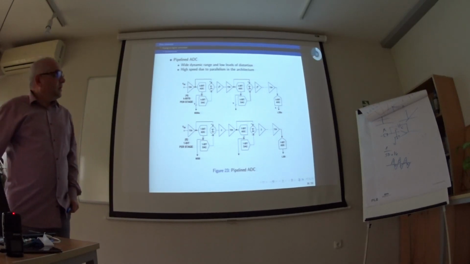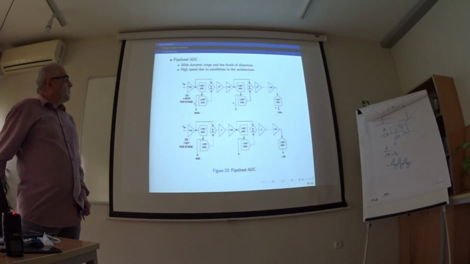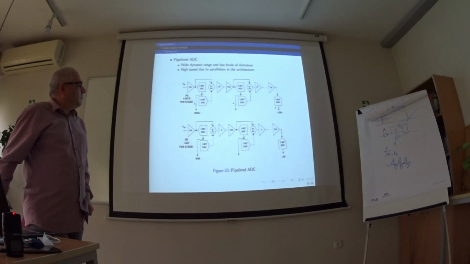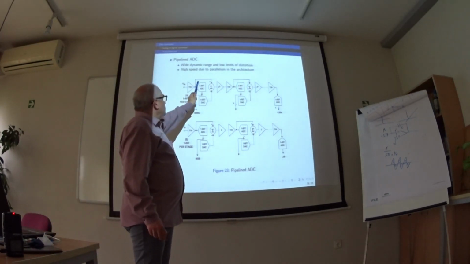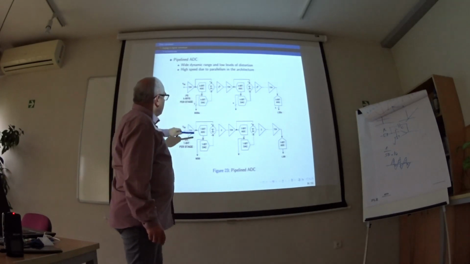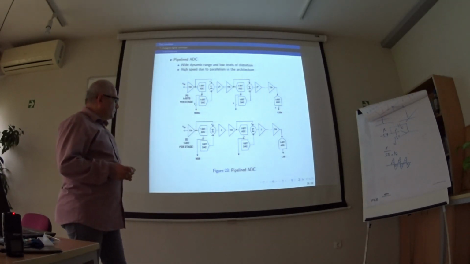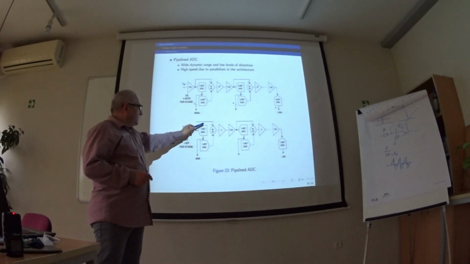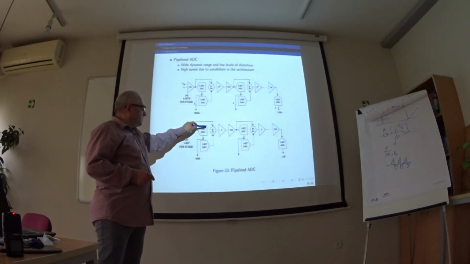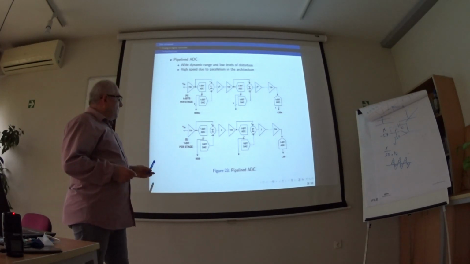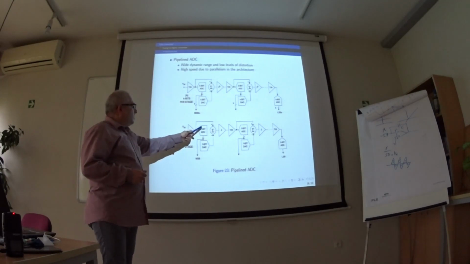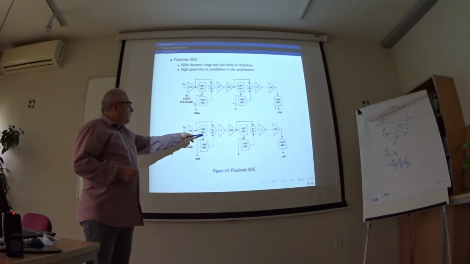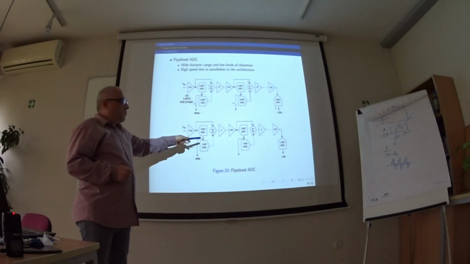The next is the pipeline, where we have a structure with multiple stages of analog to digital converters. Let's talk about the simpler case, when we have multiple elementary stages which consist of a 1 bit analog to digital converter and a 1 bit digital to analog converter.